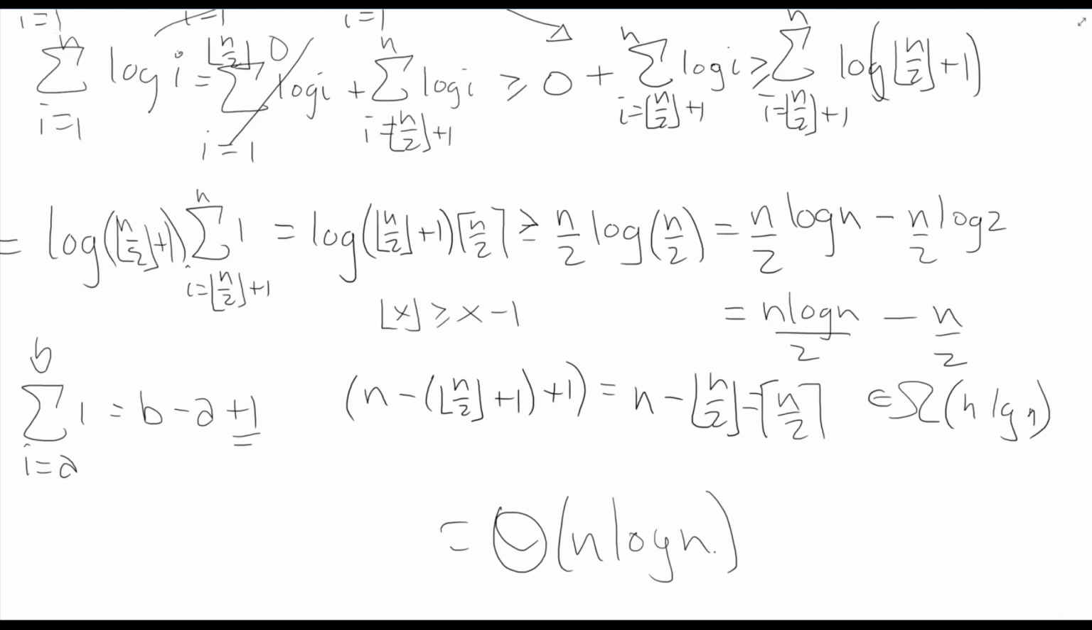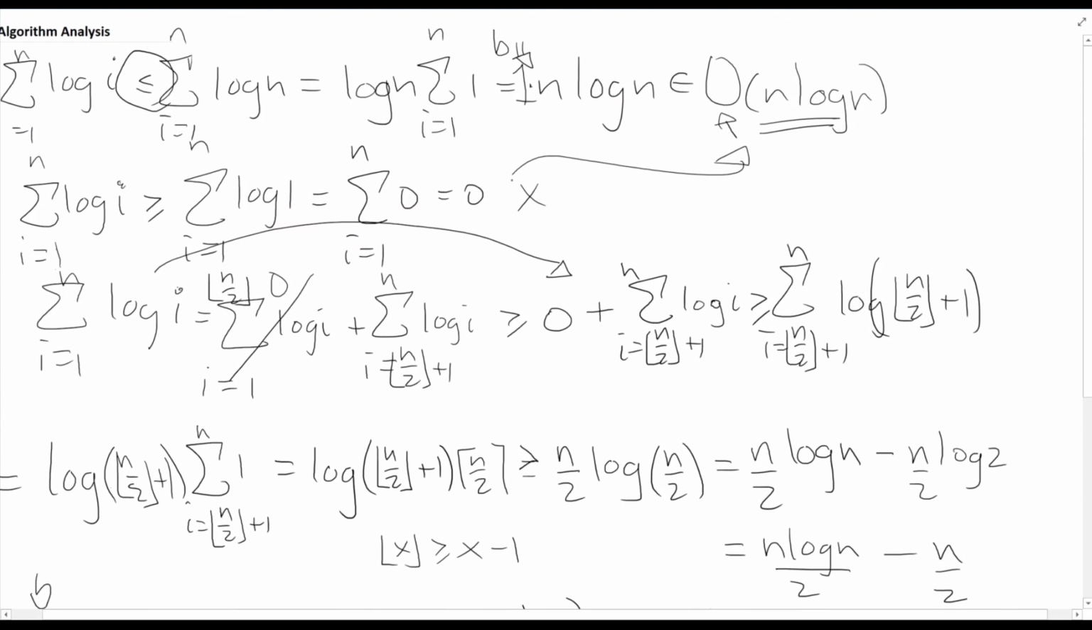Okay, so let's just quickly go through again. We have sort of two techniques that we've introduced here. The first one I call bounding the term, and we've used that twice, here where we overestimated log i with log n, and then again here where we underestimated log i with log of the floor of n over 2 plus 1. That's called bounding the term.